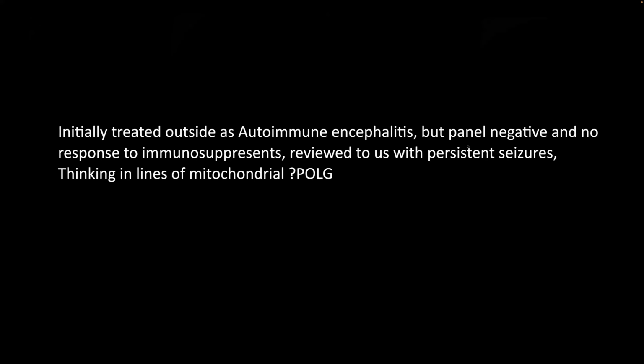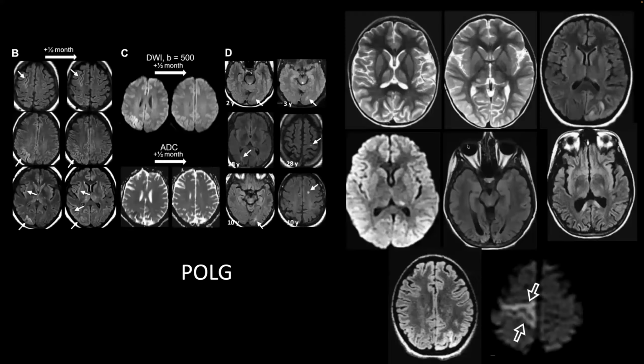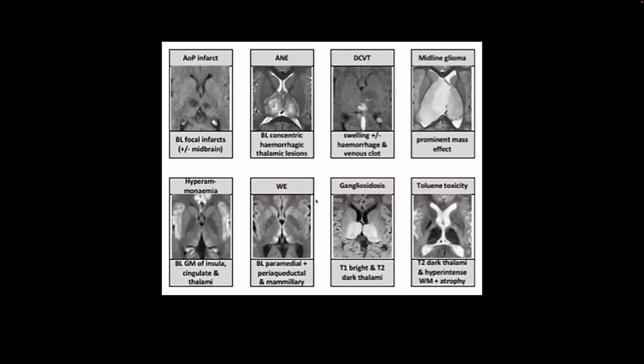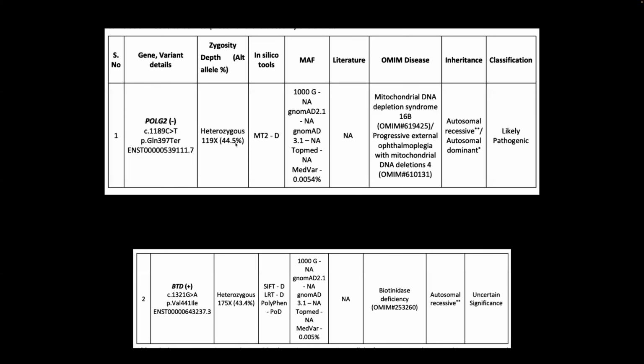Then we thought of, as Anas mentioned, the possibility of POLG. We discussed it last time as a possibility, given that some of the imaging findings were matching what was mentioned in the literature. Autoimmune was the other consideration initially. And then we asked on the genetics.